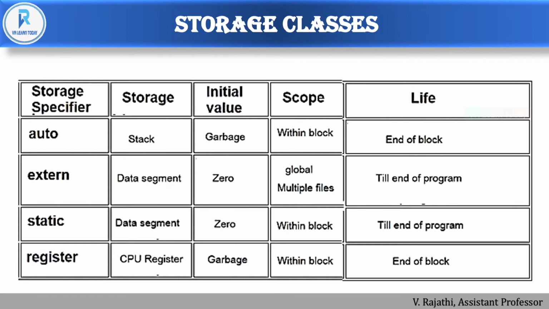And finally register, the storage is a CPU register. Instead of RAM, we are using the CPU register, the initial value is garbage like auto, the scope is within a block, and the life of the variable is till the end of the block. So this is the conclusion of all the storage classes with the initial value, scope, and lifetime.